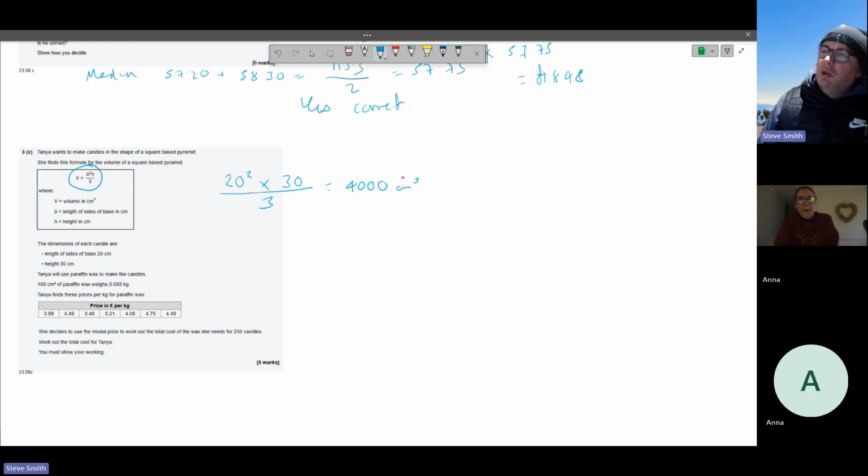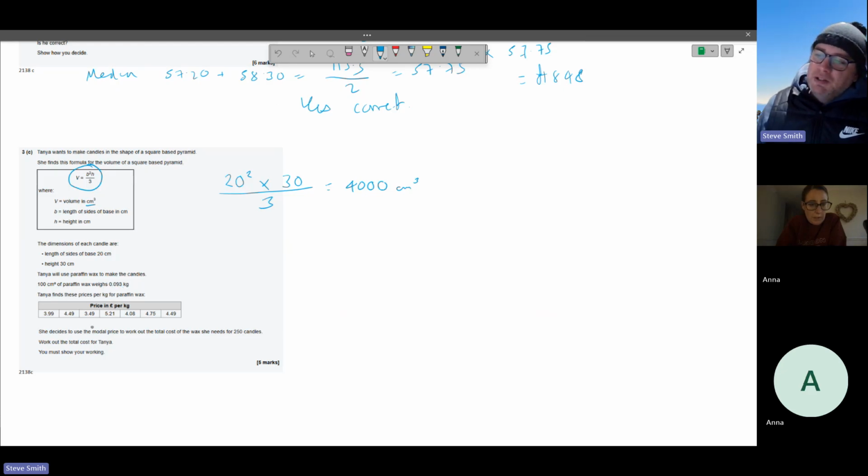Now we've got cubed purely because the question says it there, but when it becomes a 3D shape, that changes to a 3 because it's 3D. Tanya will use paraffin wax to make the candles. 100 centimeters cubed of paraffin wax weighs 0.093 kilograms. Tanya finds these prices.